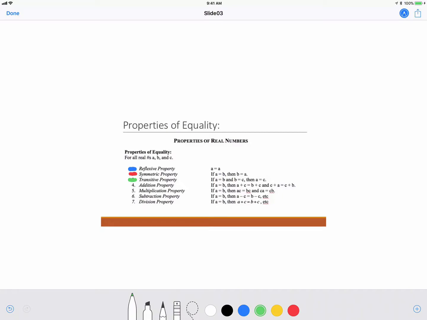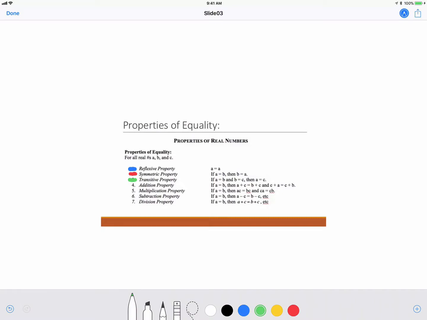Now, the transitive property is basically used at the end of a proof when you're trying to connect the beginning line to the last line. So as you can see from the example I provided you, A is equal to B, and B is equal to C, then A is equal to C. So it's connecting the beginning to the last term.